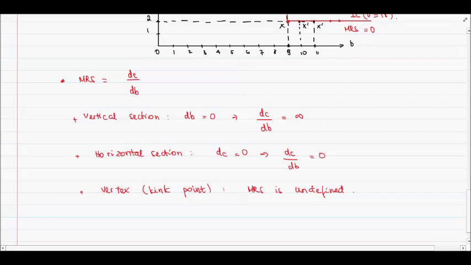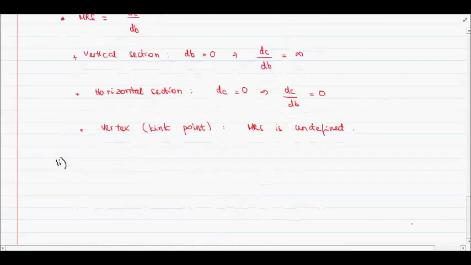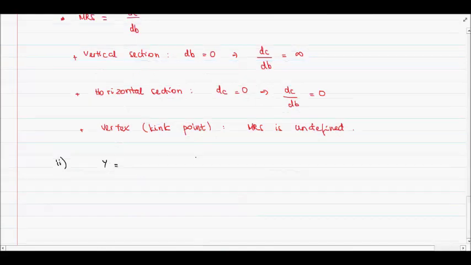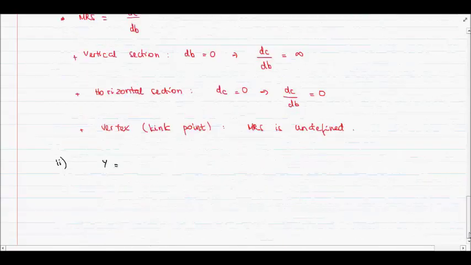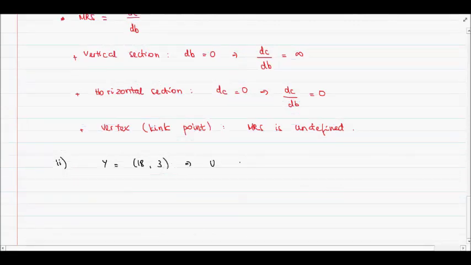The second part is asking you to draw 2 more indifference curves going through bundles Y and Z. We're just going to do that here. We have bundle Y, which includes, sorry, I just have to go back, 18 units of bread and 3 units of cheese. The utility for this is equal to the minimum between 36 and 27, which is equal to 27.